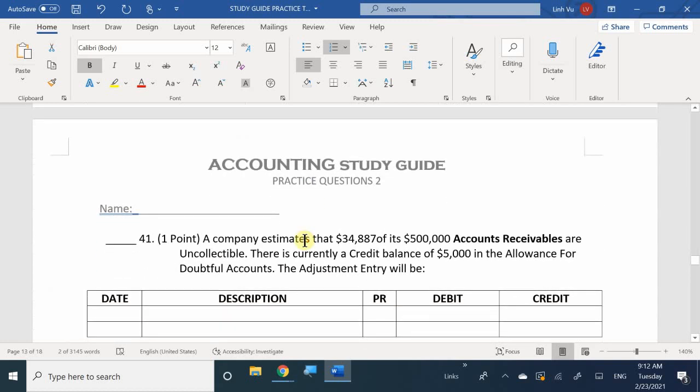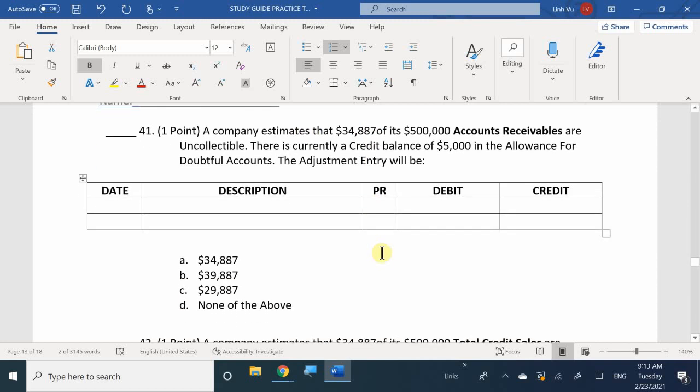So again, here's another one. A company estimates that $34,887 of accounts receivable is to be uncollectible, and now there's a credit balance of $5,000 in my allowance for doubtful accounts. So my adjustment entry will be 29,887. Yes, because now we're dealing with the balance sheet. We recognize the accounts receivable.